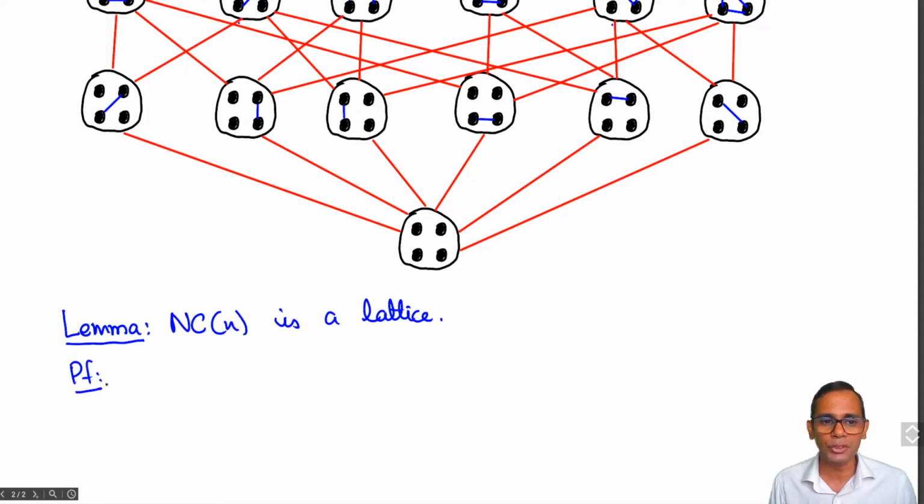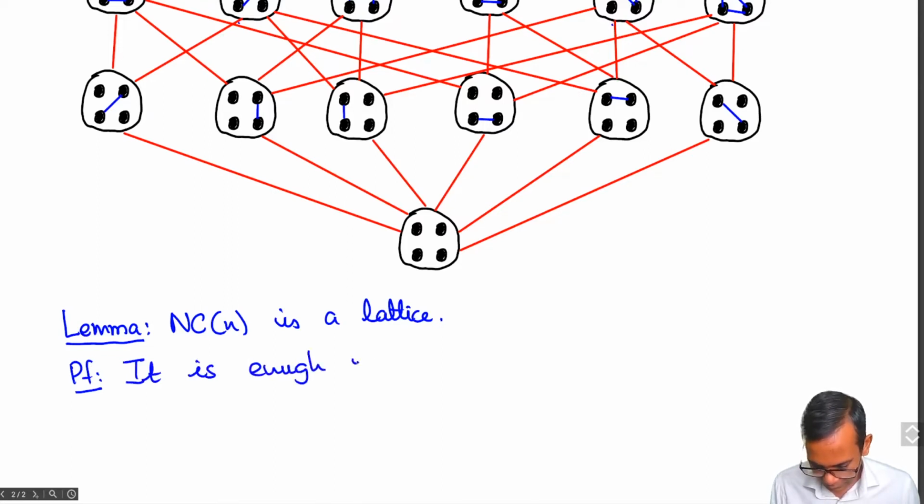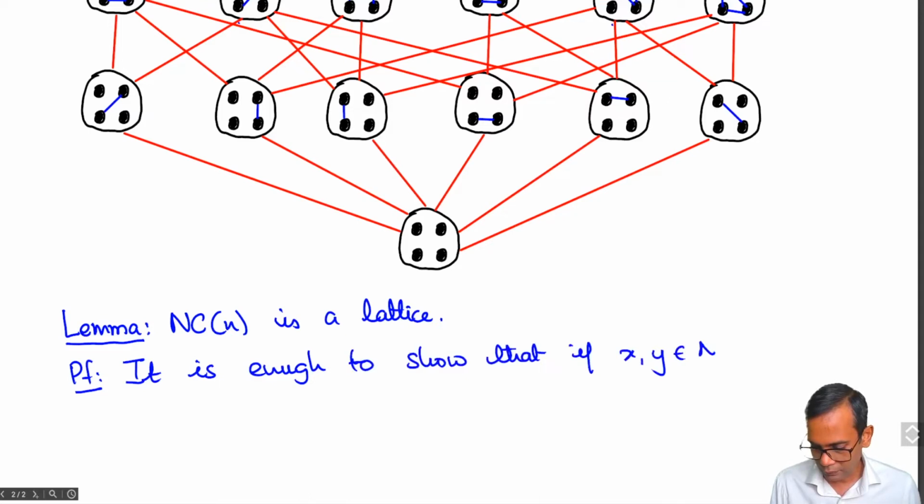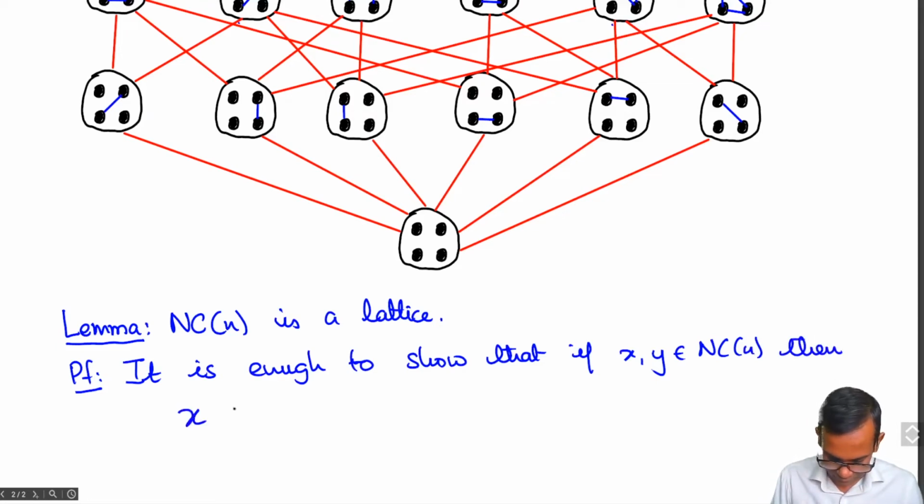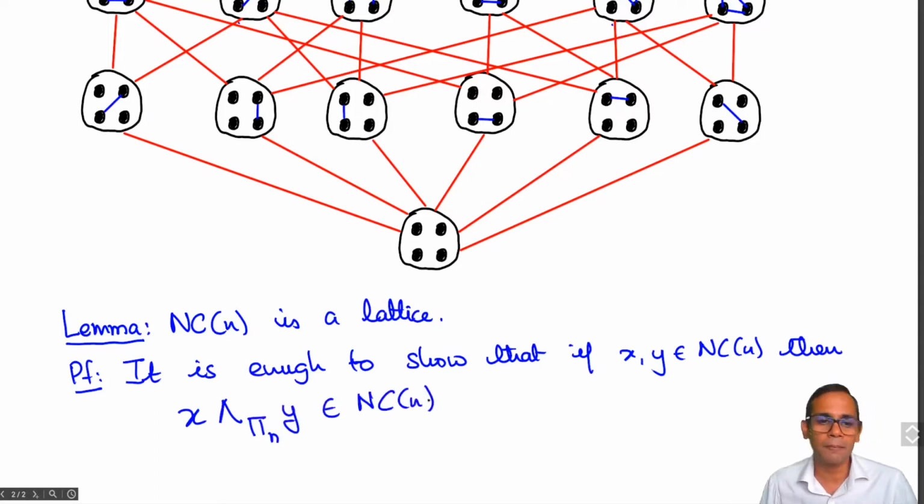And for that, it's enough to show that if x and y are in NC n, then their meet in the lattice of set partitions, so I'll signify that we're taking the meet in the lattice of set partitions, belongs to NC n. And then that will become their meet in the lattice of non-crossing partitions.